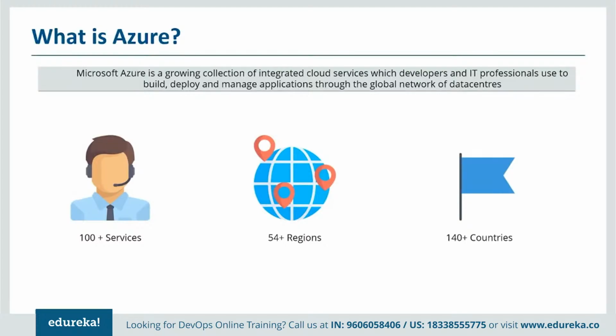Let's say you want to store some data. You can go ahead and create a storage account. That's also another service. So right now, there are 100 plus services available in Azure. I think the number is approximately 150, but just to have a big picture, it's 100 plus services which are available. The other important point is that it's available in 140 countries. Regions are more than 54, but the services of Azure are available in 140 countries.